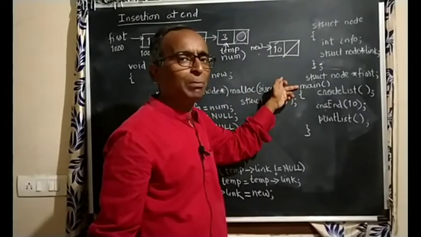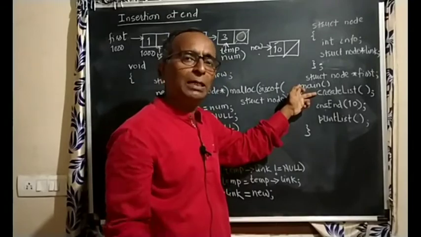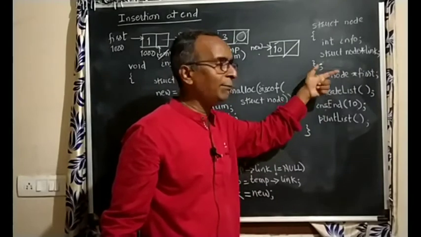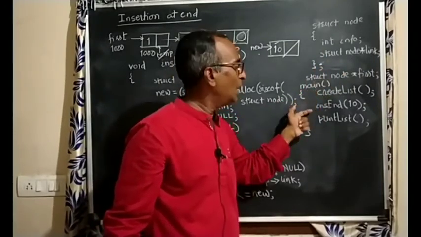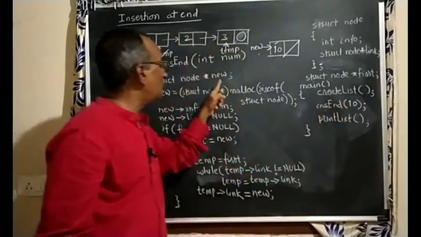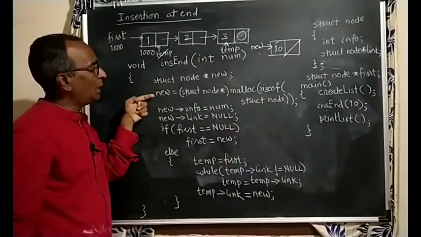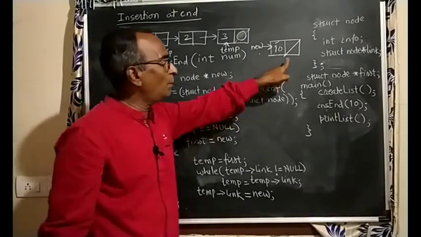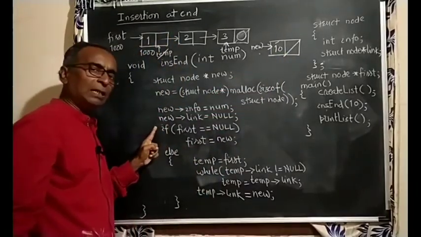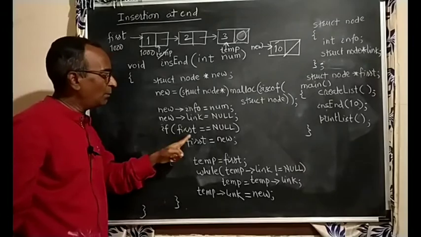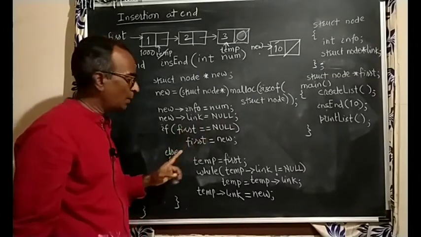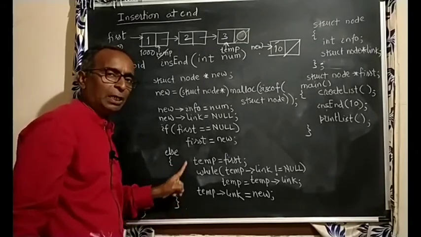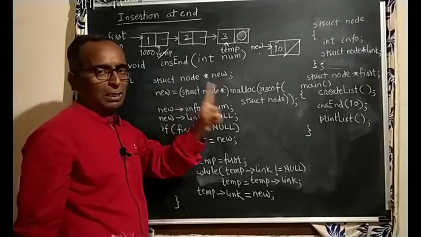Always, execution starts from main. Create list will create a linked list and set the first node's address. So the first node's address is set by create list. Then insert at end. This 10 will be passed here, as num. A new node is created, new's information field is set, and new's link field is set to null. Why? Because you are always adding a last node. If the linked list is empty and you are inserting, then you adjust first. Then in the else part, if the linked list is not empty, we are doing this, which means you have to find out the last node.